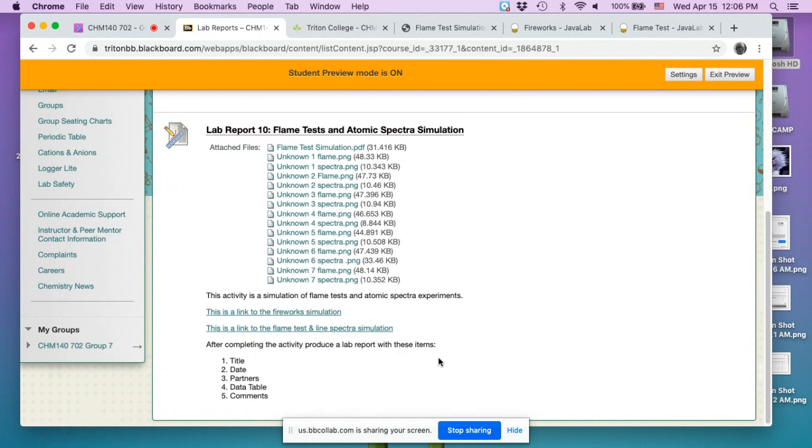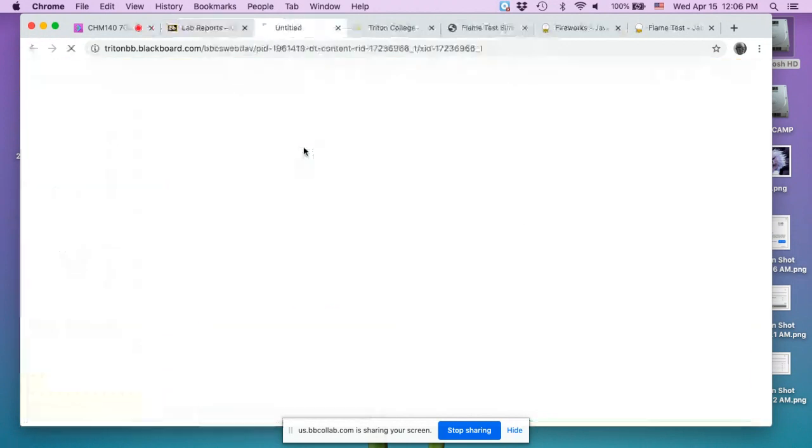After completing the activity, produce a lab report with these items: title, date, partners, data table, and comments. There's a data table in the instructions, so you can see what that needs to look like. And of course, that'll be due a week from today. Then clicking on simulate the flame test simulation instructions, that's the first file.